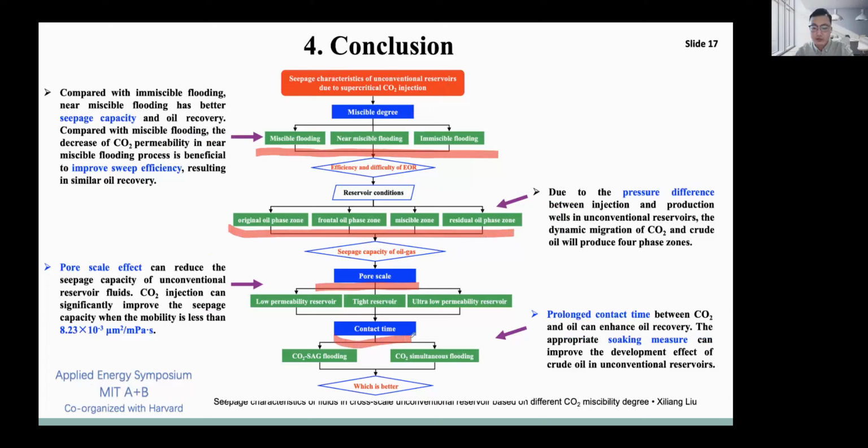The last one, prolonged contact time between CO2 and crude oil can enhance oil recovery. The appropriate soaking measure can improve the development effect of crude oil in unconventional reservoirs.